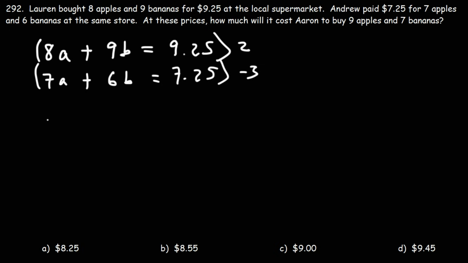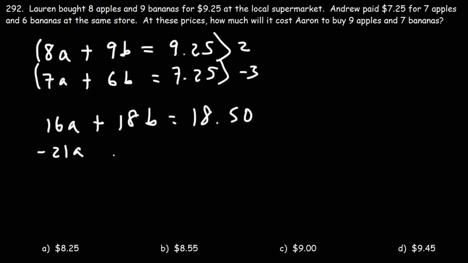So 8 times 2 is 16. 9 times 2 is 18. 9.25 times 2. 9 times 2 is 18. 25 times 2 is 50. So we get 18.50. 7 times 3 is 21, but it's going to be -21. 6 times -3, -18. 7.25 times 3. 7 times 3 is 21. 25 times 3 is 75. So we get 21.75, but it's negative.